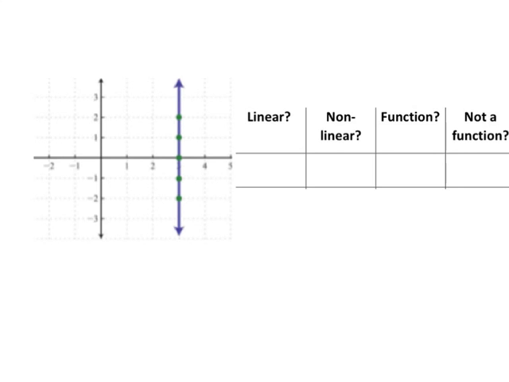Then we have one graph at the bottom. Is this graph a line? Yeah, it is. Is this graph a function? No, it is the one line that is not considered a function. And you can see because for our one input of 3, your output can be anywhere along this line. So it is not a function.